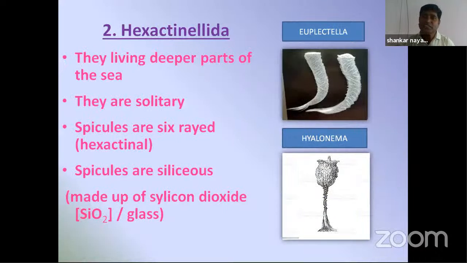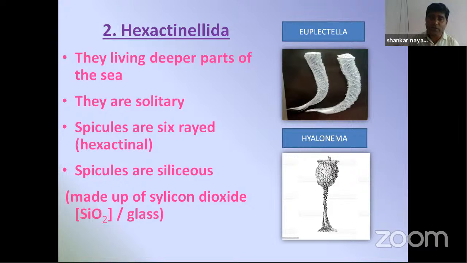Hexactinellida. The second class is Hexactinellida. These animals live in the deeper parts of the sea. So in the first class, the calcarean animals live in shallow marine water, while Hexactinellida animals live in deeper parts of the sea. They are solitary, living alone. They cannot form any colony. They can live alone. Spicules are 6-ray.